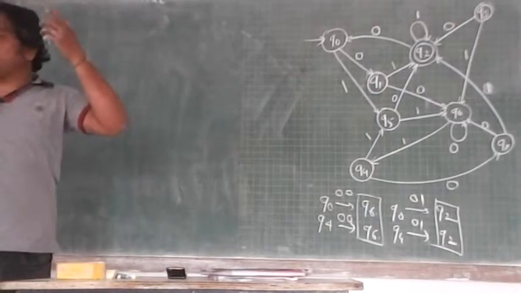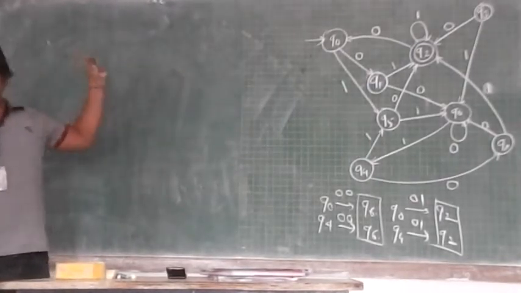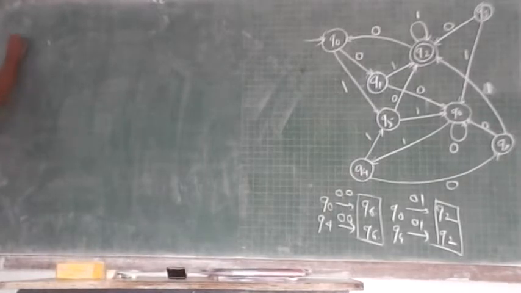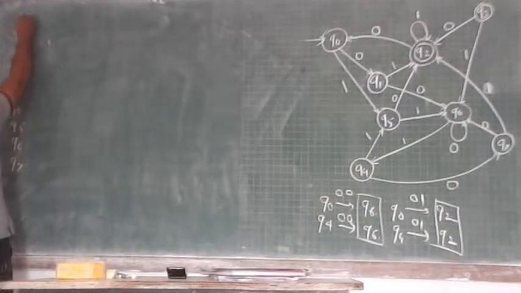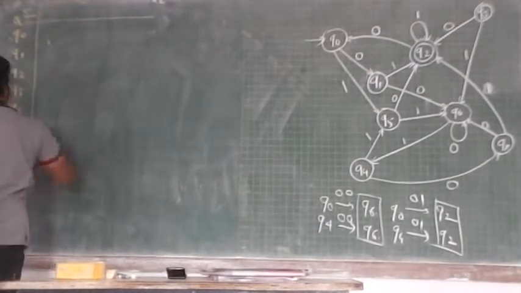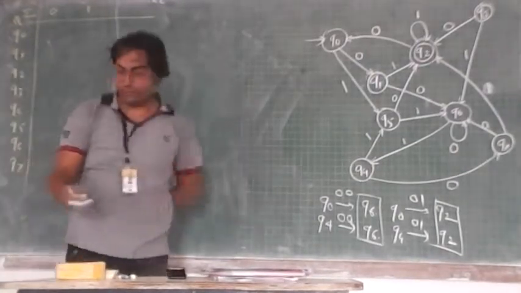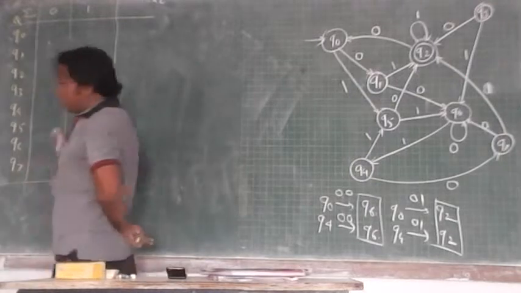The transition from a particular state for the input. To make our problem simple, we will prepare a transition table for this, for Q0, Q1, Q2, Q3, Q4, Q5, Q6, Q7, for 0 and for 1. We will need this table all the time.